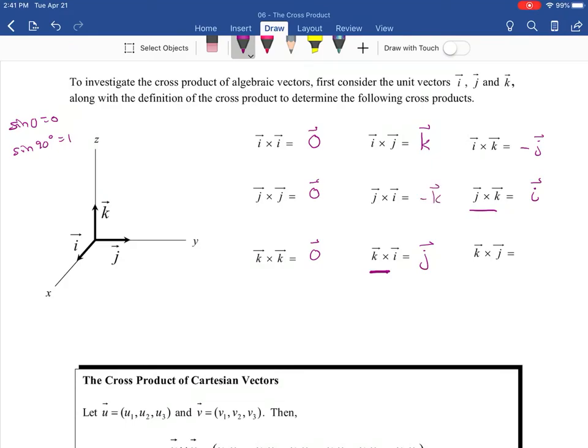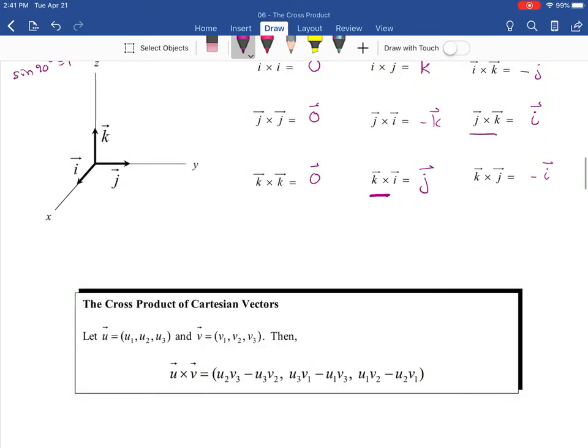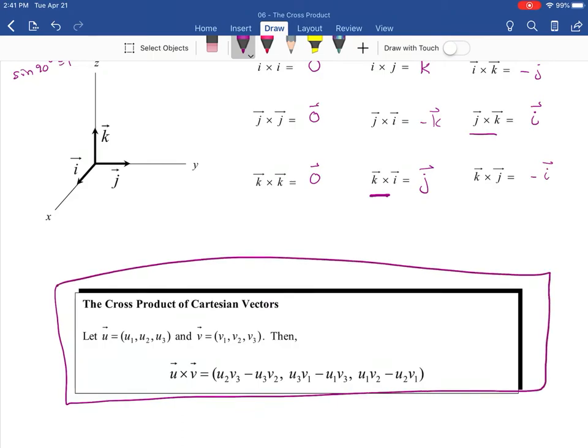Now, what happens with the other ones, when you go i cross k, you'll find you'll get negative j. It'll come out in the negative direction. And j cross i is negative k. And k cross j is negative i. They always go the opposite direction when you're going backwards. Why does that matter? Okay, separate PowerPoint to prove this.